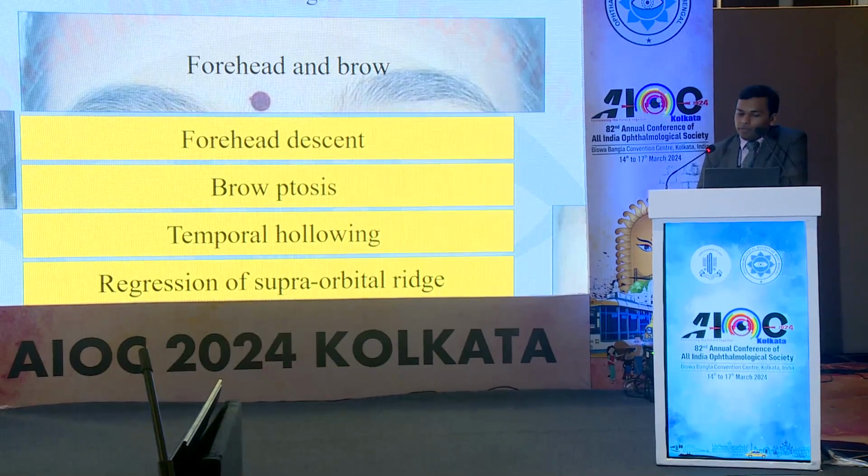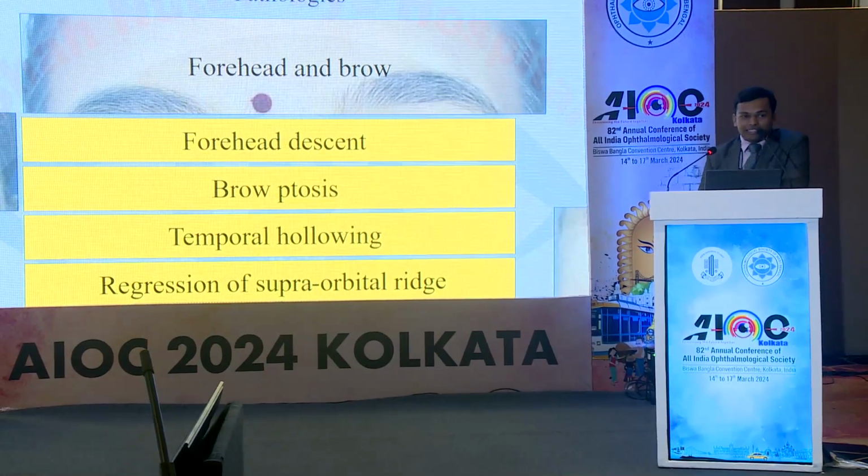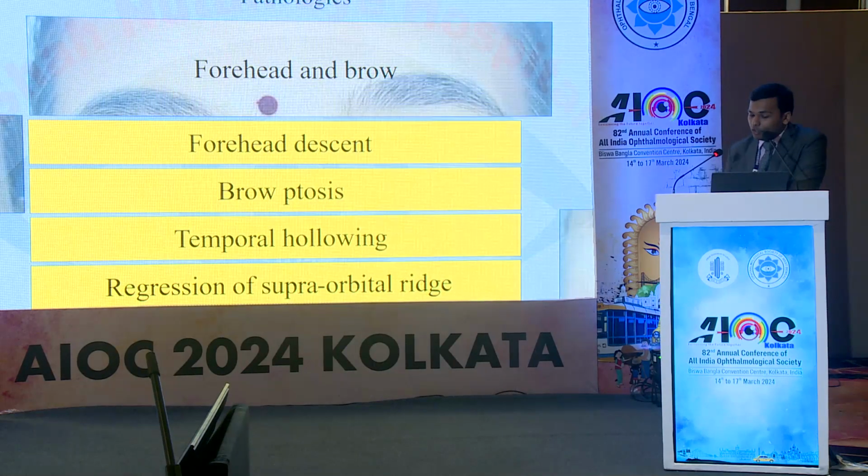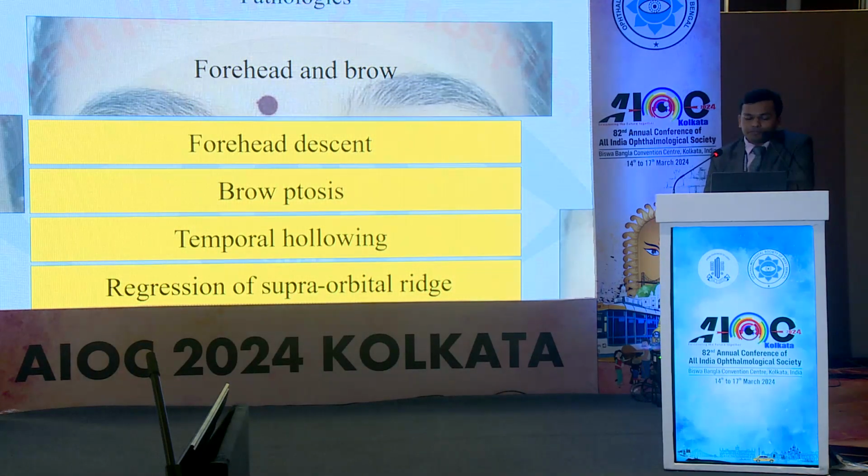We often have younger patients who come with brow ptosis, temporal brow ptosis and resorption of the temporal fat, which is known as temporal hollowing. And there are some patients in the 45 to 50-year-old age group who come with a superior sulcus deformity and a resorption of the supraorbital rim and resorption of the brow fat, which is the regression of the supraorbital ridge.